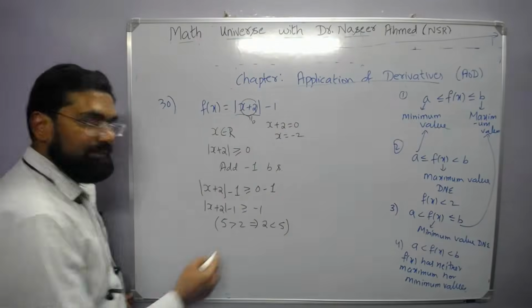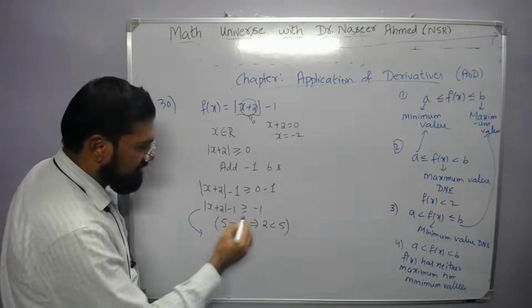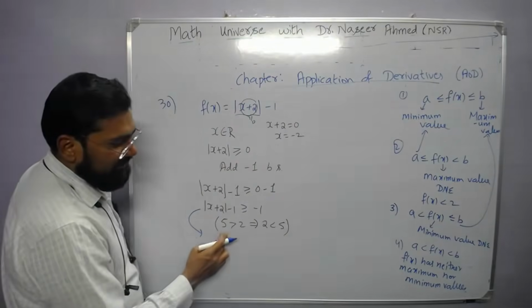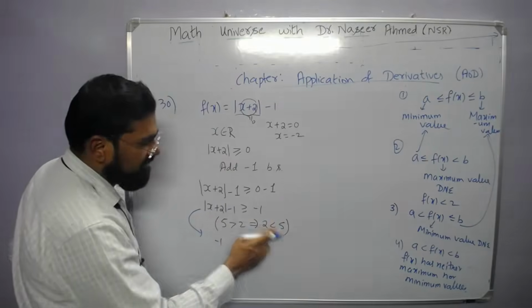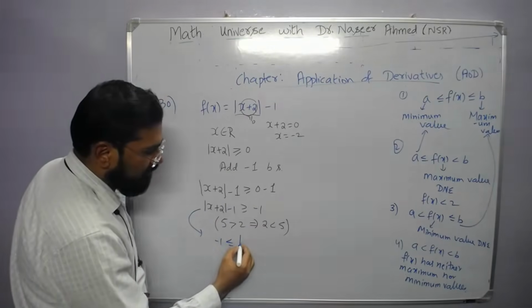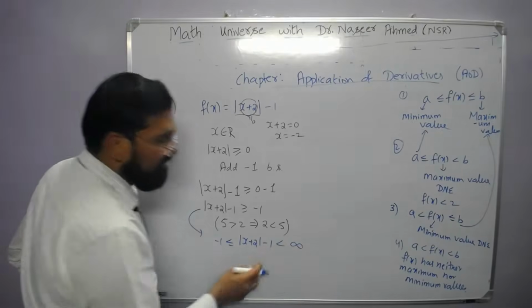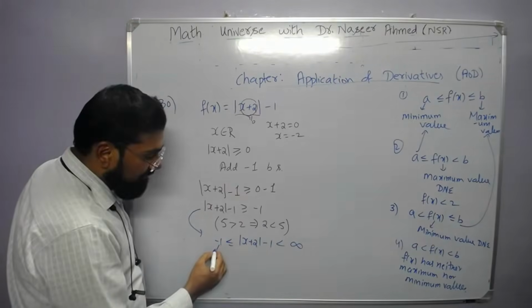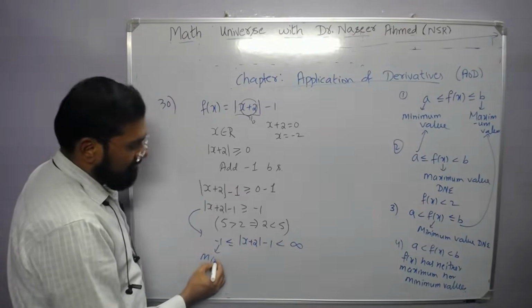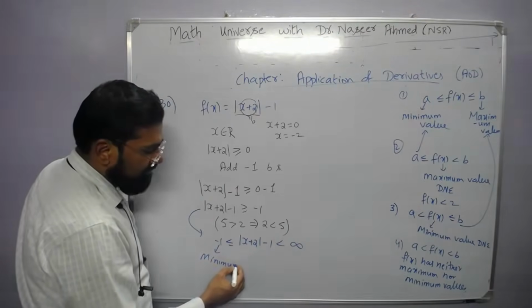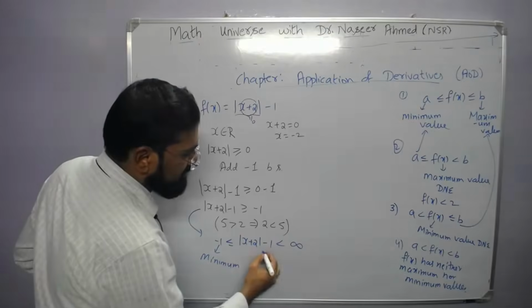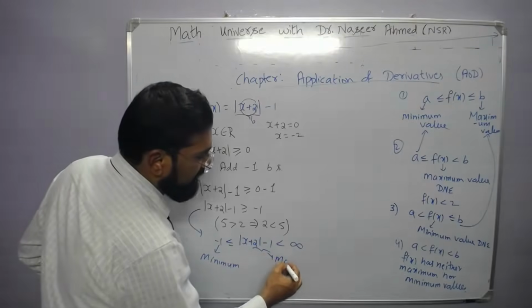Now you see here, I'm going to rewrite this. Minus 1. So if 5 is more than 2, same as 2 is less than 5. Second is minus 1 less or equal to mod of x plus 2 minus 1 less than infinity. It will never stop. So minimum value is minus 1, and maximum value does not exist. For this, maximum value does not exist.